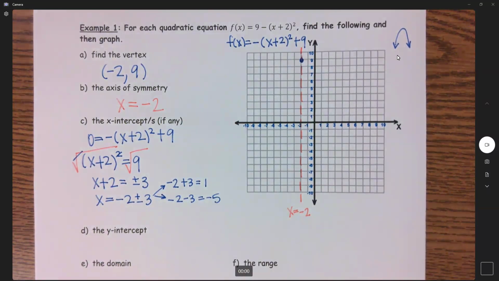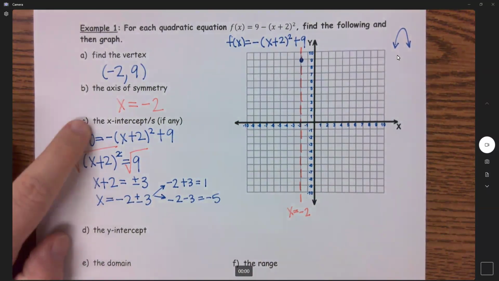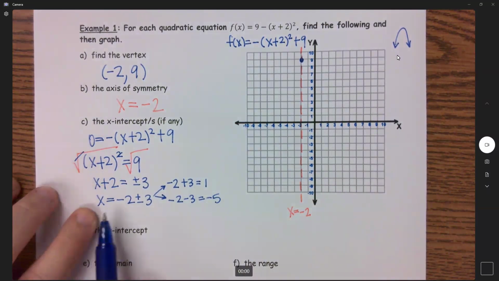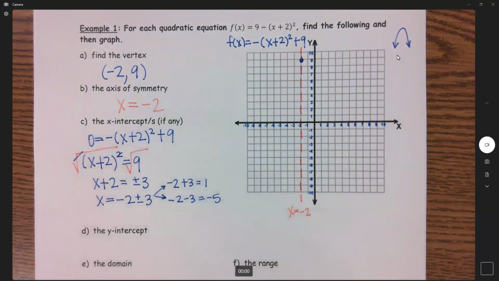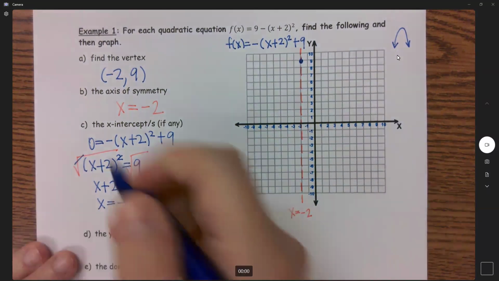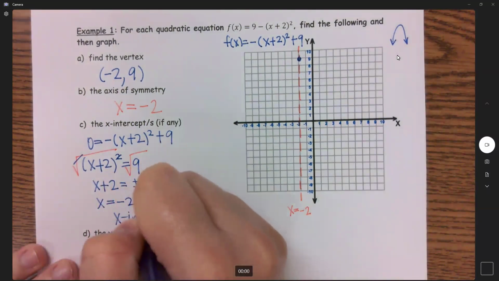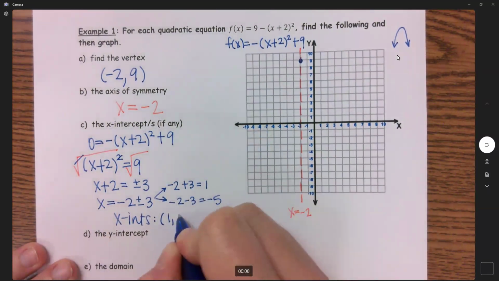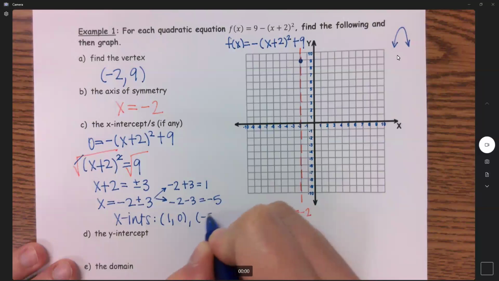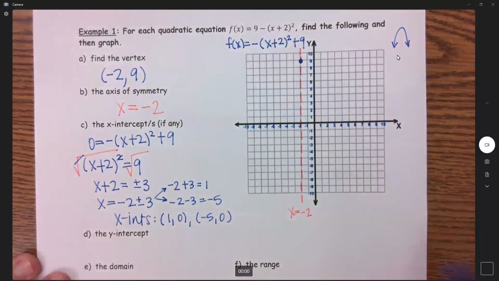Now, I'm pretty sure in my math lab, all it wants to know, find the x-intercepts, and you'll put x equals 1, comma, -5. So answer my math lab questions, whatever form they want, but for me, I like ordered pairs. So my x-intercepts are at the ordered pairs 1, comma, 0 and -5, comma, 0.